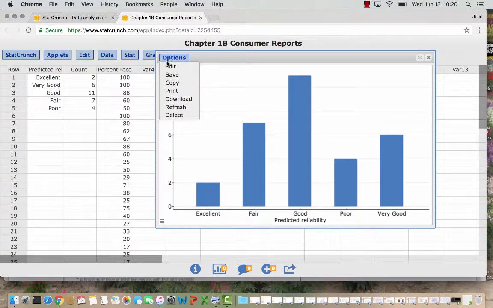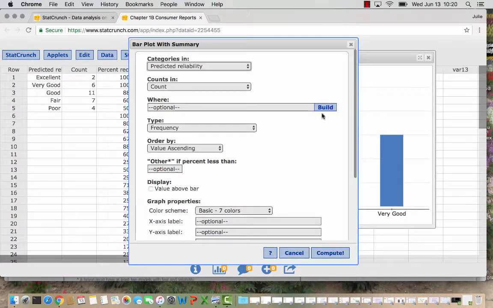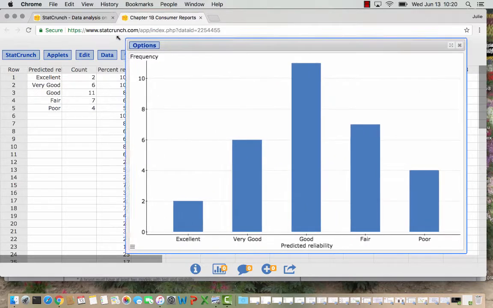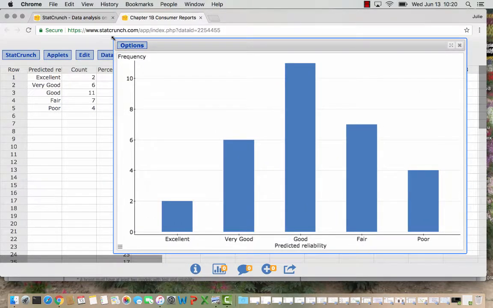So you can go ahead to Options, Edit, and see how it says Order by Value Ascending? I'm going to choose Order by the Worksheet. And then it leaves it in the order that I had here. Now remember, this is categorical data, so we can arrange it in any way we want. It's not numerical data where there's an ordering.